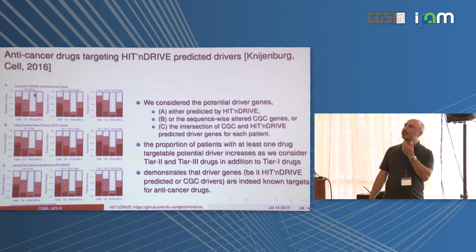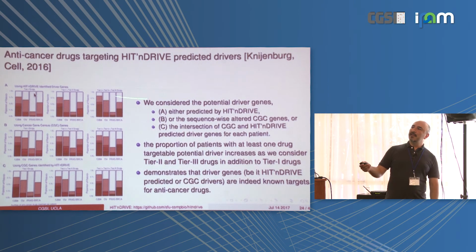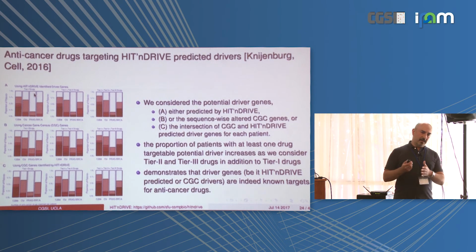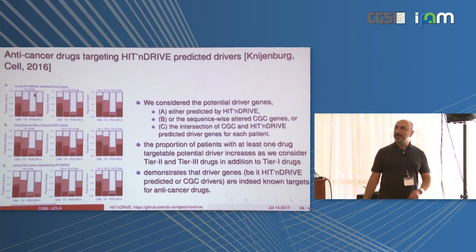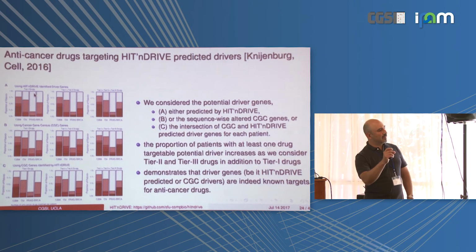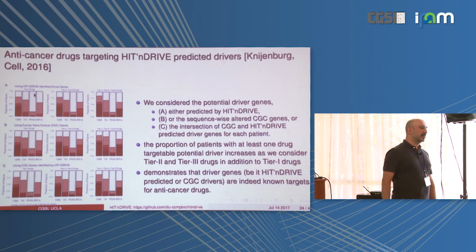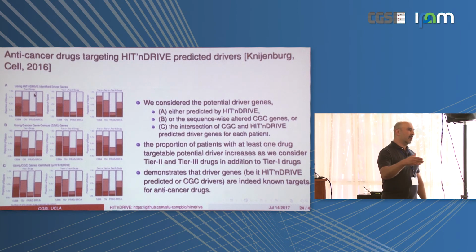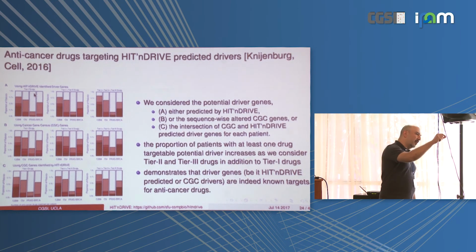There's one other study that we considered. This study considered roughly 265 anti-cancer drugs and tested them on 1,001 cell lines covering 30 different cancer types. It's a pretty impressive study. We wanted to predict how well HIT'nDRIVE identifies the drugs that work in particular patients based on which genes they target. So if they target a gene that we think is a driver for that particular patient, we say yes. Otherwise, we say no.